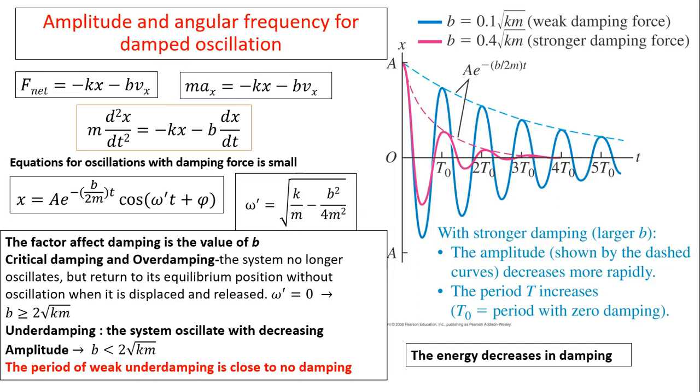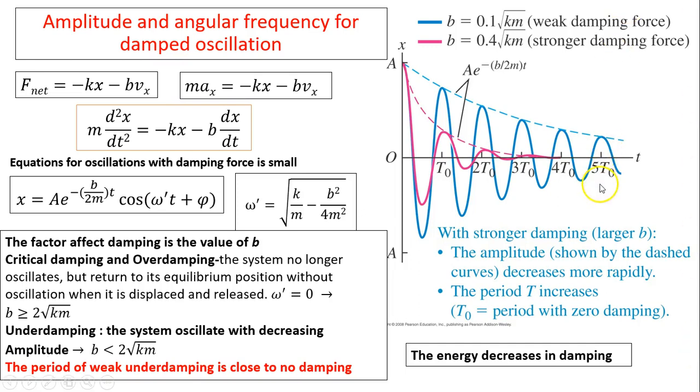There is critical damping and overdamping. This is the case when the system no longer oscillates, but returns to its equilibrium position without oscillation when it is displaced and released. In this case, omega prime equals 0. So b is greater than or equal to 2 times the square root of km. The other type of damping is underdamping. This is when the system oscillates with decreasing amplitude. So b is less than 2 times the square root of km.